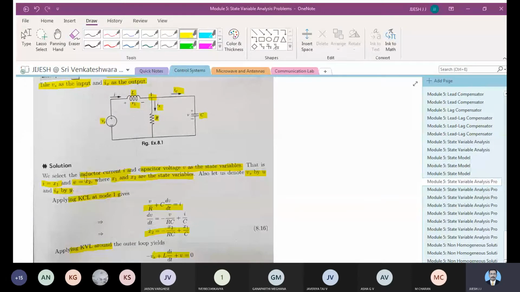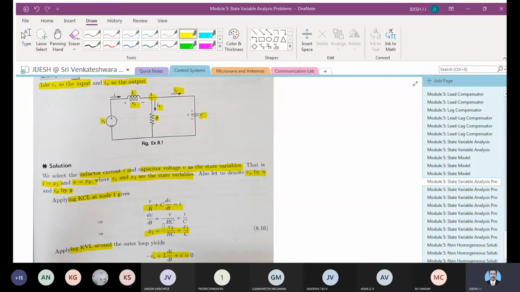So we can see that this dV by dt can be written as you have defined. V is equal to x2. So dV by dt means x2 dot you can put. I am replacing dV by dt as x2 dot. Why? Because V is equal to x2, it is given here. So when you take dV by dt, you can replace V as x2. So it will be x2 dot.